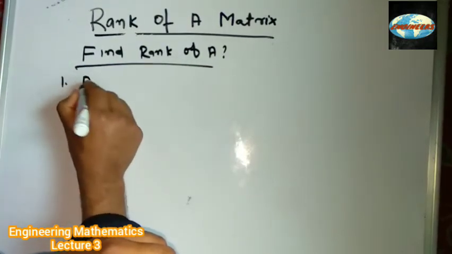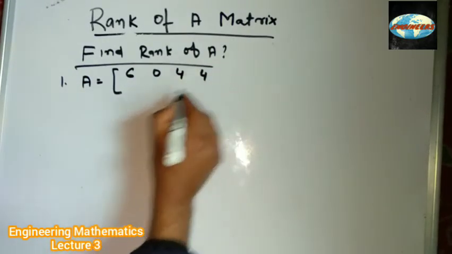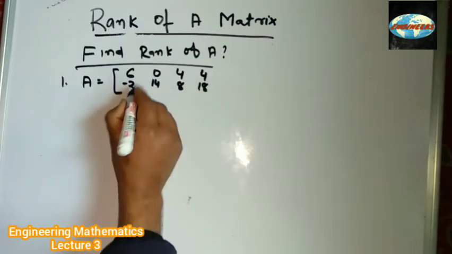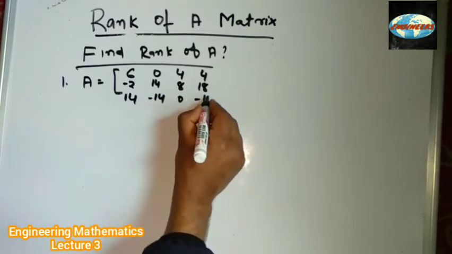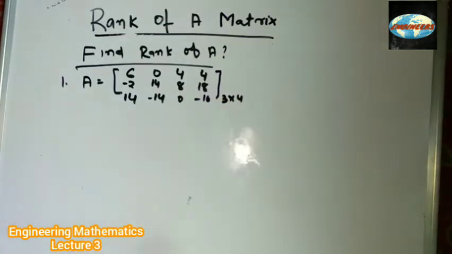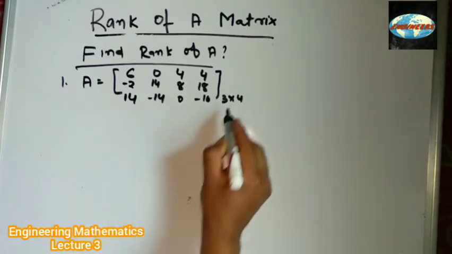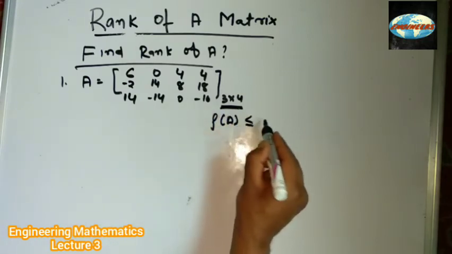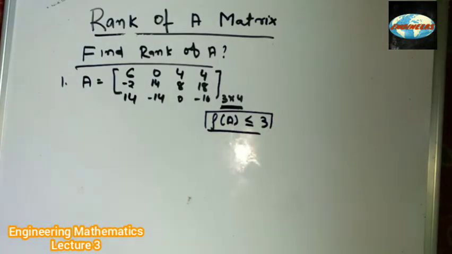First one is A, a matrix equal to [6 0 4 4; -2 14 8 18; 14 -14 0 -10]. The first property which I discussed with you was that the rank for a rectangular matrix is always at most the minimum of these two dimensions. So rank of A will be less than or equal to 3. That is the first property which I discussed.